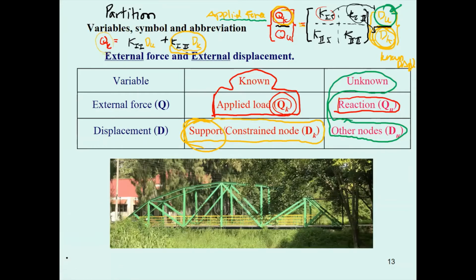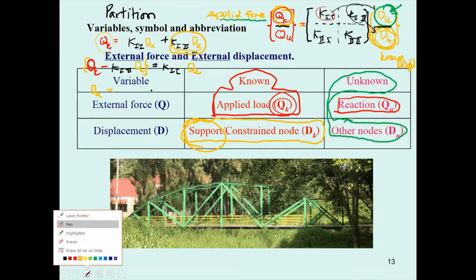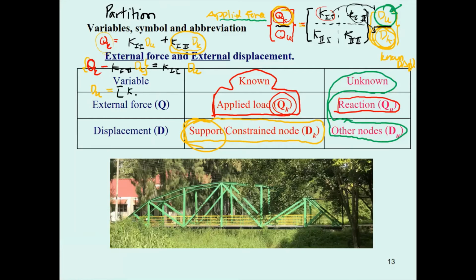Now, by doing that, you will determine the equation to be Q sub K minus K sub 1,2 times D sub K. That is going to be the matrix on the left, and this one will equal K sub 1,1 times D sub U. By doing this, you can determine D sub U equals the inverse of K sub 1,1, put into brackets as an inverse, and then it's going to be times the term over here.